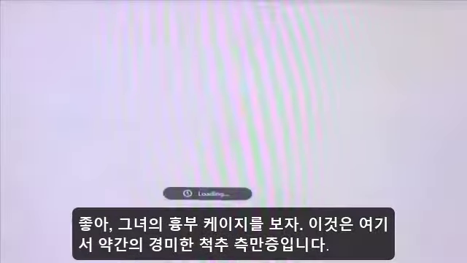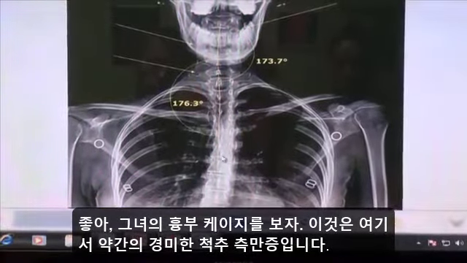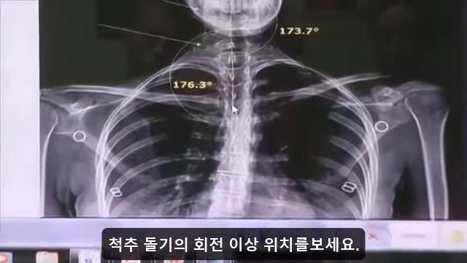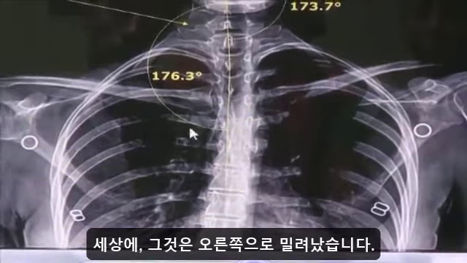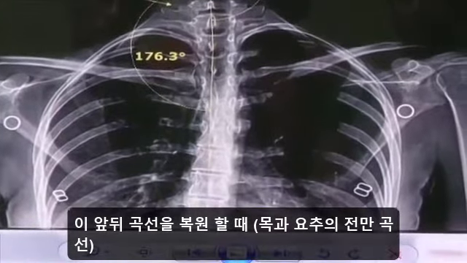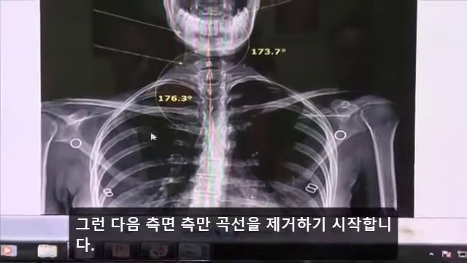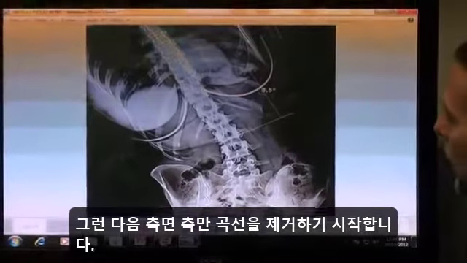Okay, let's look at her thoracic cage. This is a really, really slight, minor scoliosis here. But look at the rotational malposition of the spinous processes. My gosh, that's shoved way over to the right-hand side. So when we restore this front to back curve, the lordotic curve in the neck and the lumbar, you're going to start to eliminate the lateral scoliotic curve.